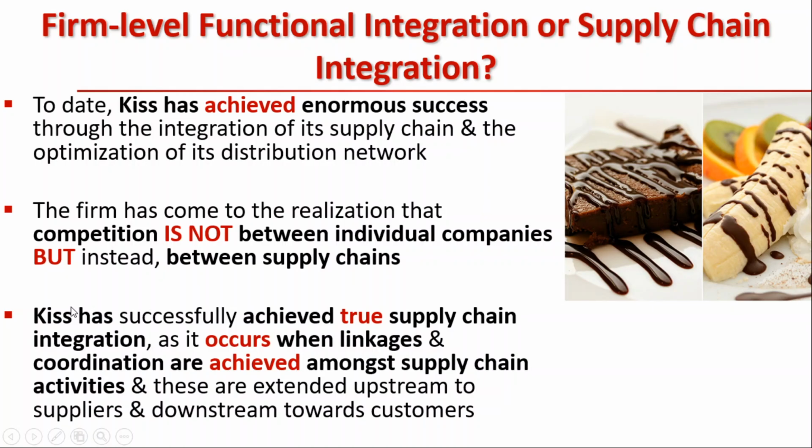So KISS here has been a local company that has successfully achieved what is called true supply chain integration, and this occurs when the linkages and the coordination are achieved amongst the supply chain activities. So basically everybody is playing a part to deliver value, and by investing in this state-of-the-art facility, they have increased the coordination capability. When you look at locations such as Chaguanas, it's central between north and south. So that was a strategic move by them. In terms of distribution, they could hit all corners of the country.